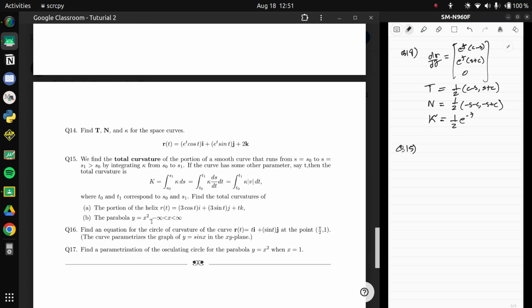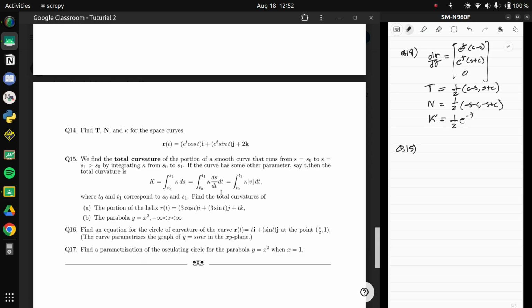Okay, so find the total curvature of the portion of a smooth curve that runs from, fine, by integrating kappa from... the curve has some other parameter, say t. What other parameter? Fine, it's just this parameter. ds by dt, sure. Why is this thing there? Kappa v dt. Oh, because you want to be doing a ds. Yeah, makes sense. So just ds by dt times dt, sure.